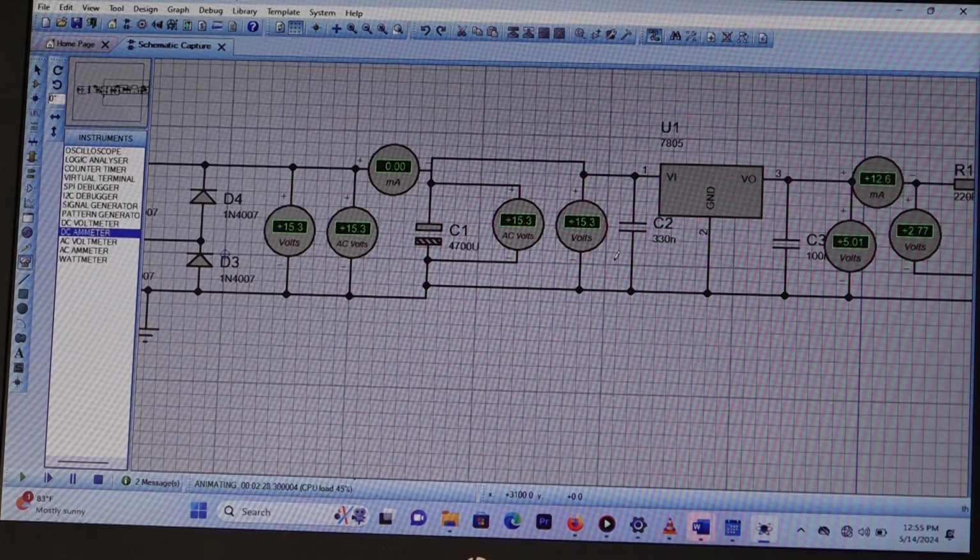Then the input voltage to the voltage regulator is 15.3. According to the specification of the LM7805, the minimum input voltage should be 7 volt, and the maximum input voltage should be 25 volt. So when you feed more than 25 volts to this LM7805, what's going to happen? You are going to burn the voltage regulator. Okay, class?